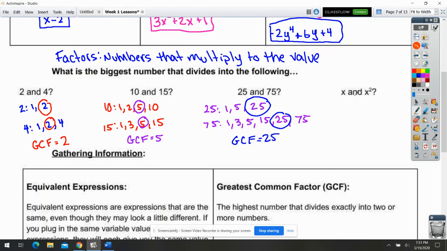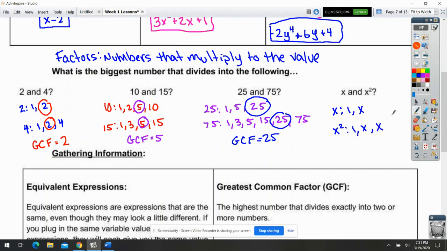And here we have variables. So how can we find the GCF of x and x squared? Well, the only factors of x are 1 and x, right? Because 1 times x gives you x. Now let's see x squared. Well, 1 is a factor of every number. And what is x squared? X squared is x times x.